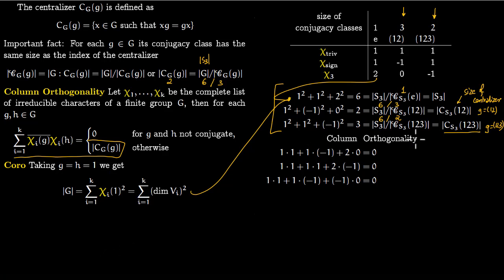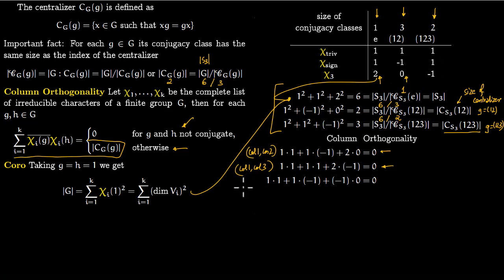The second thing is column orthogonality. This was within the same conjugacy class, where G and H were conjugate. Now if they are not conjugate, you should get a 0, and that's precisely what it is. So 1, 1, 2, and then you do the first two columns, column 1 and column 2. You're taking the inner product. So you get 1 times 1, 1 times minus 1, 2 times 0, you get 0. Now you're doing the first and the third column, column 1 and column 3. So 1 times 1, 1 times 1, 2 times minus 1 gives you 0.